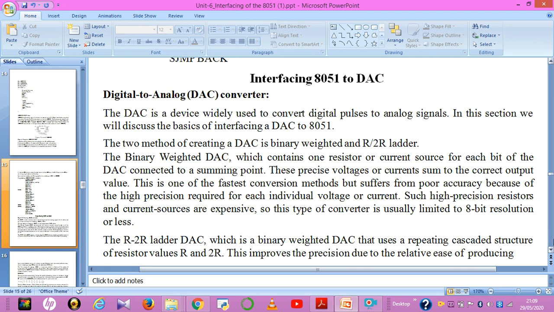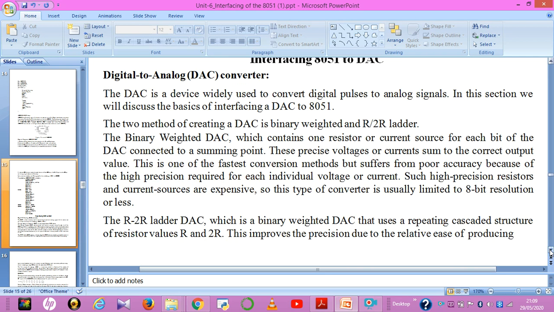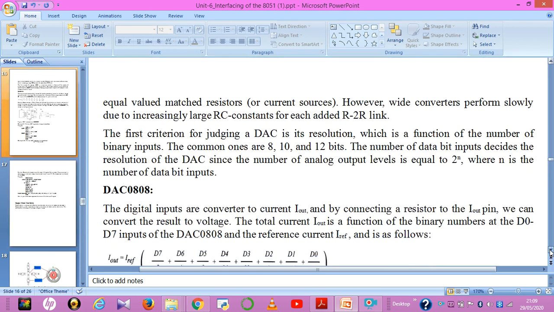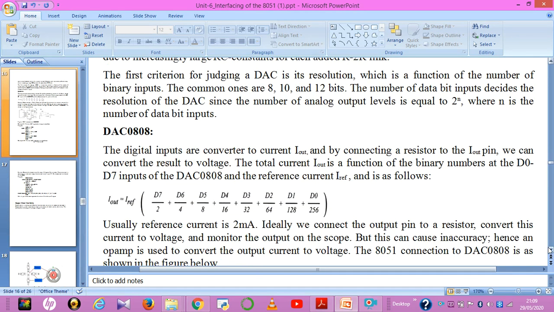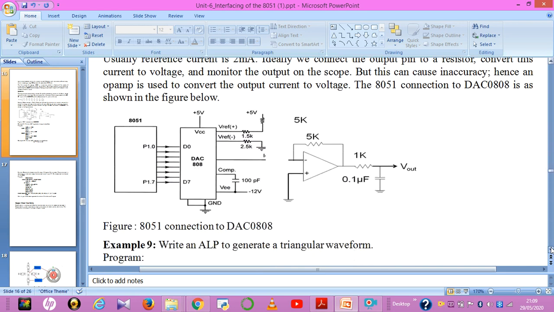I have already done the interfacing of 8051 to DAC. In the lab session, we executed different waveforms: triangular, square, sine, and ramp. The same thing is explained here, but here I have explained with the diagram and how it is going to work and convert to output current. This is the formula: I out is equal to I reference times all 8 bits divided by multiples of 2, continuously.